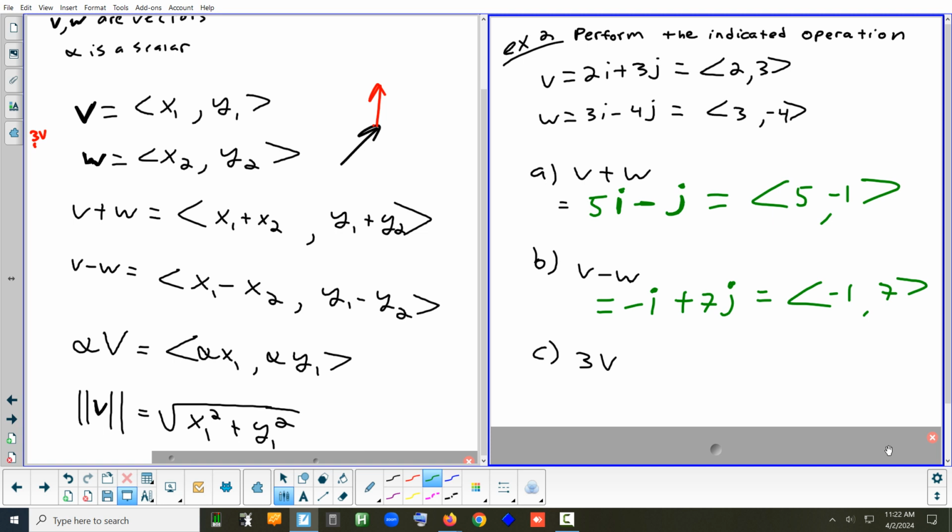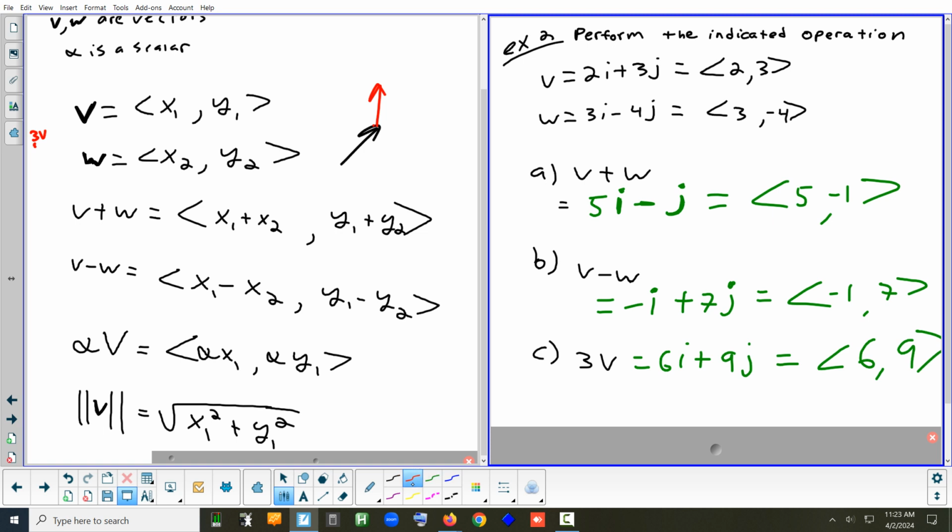So what would vector V be if you triple it? It's like you're going to stack 3 of them together. 6i plus 9j. Or if you want to write it this way, 6, 9.